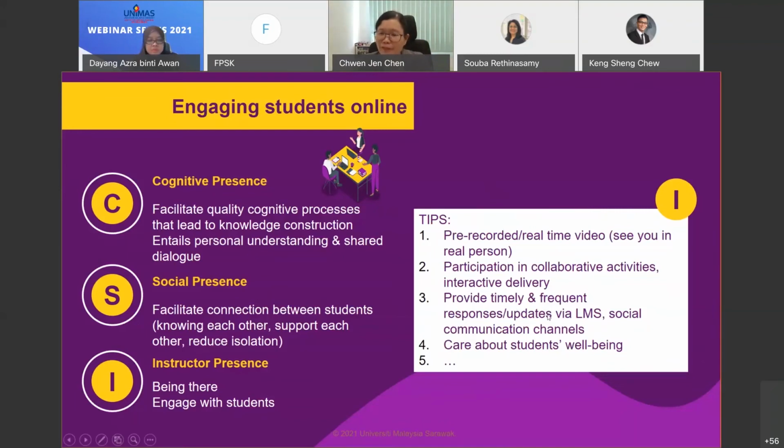Provide timely and frequent responses and updates via your LMS or maybe through WhatsApp or other social communication channels. I think that is also very important. I always provide updates, especially for my undergraduate students, because they do face problems where they do not know how to do time management. They do not have the self-directed learning skill, right?